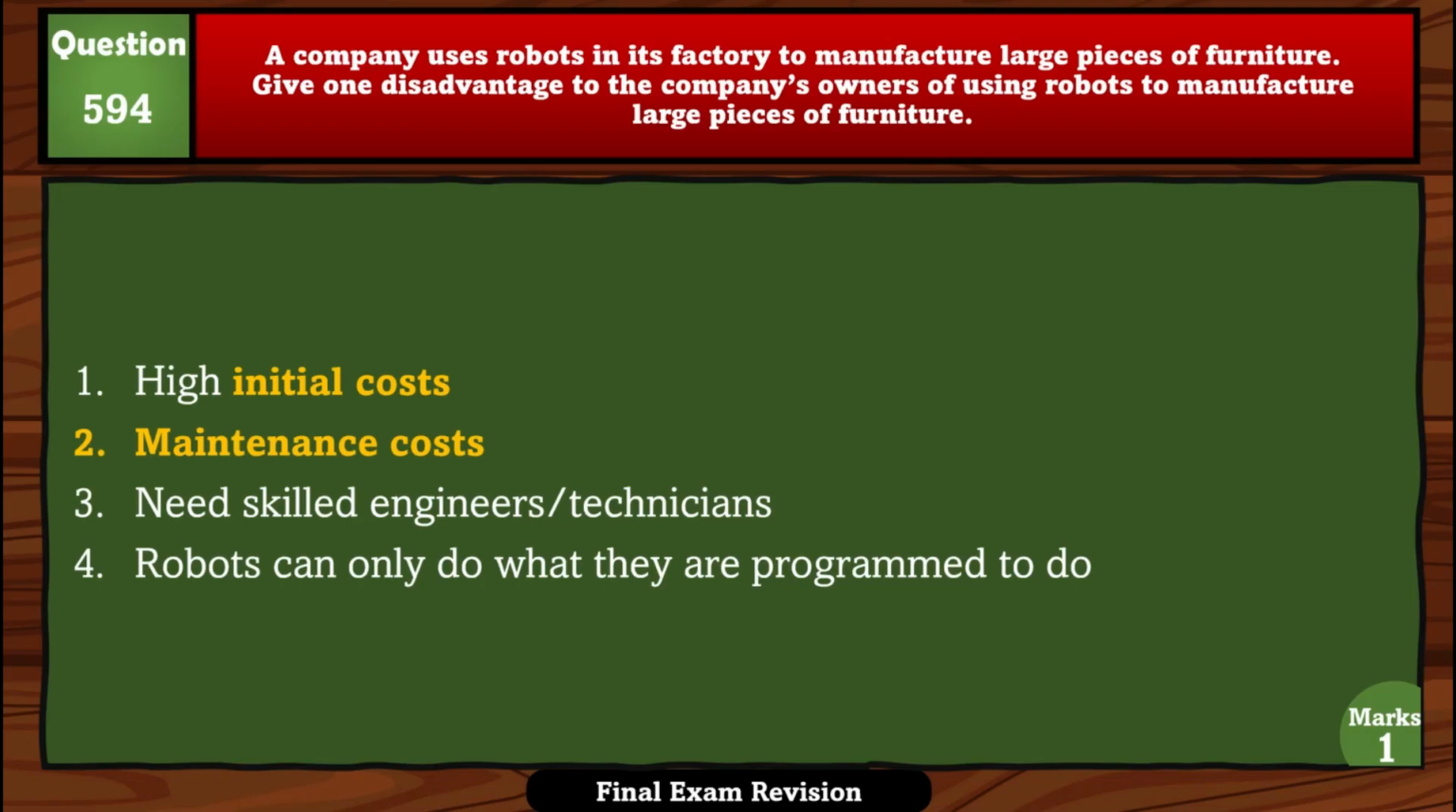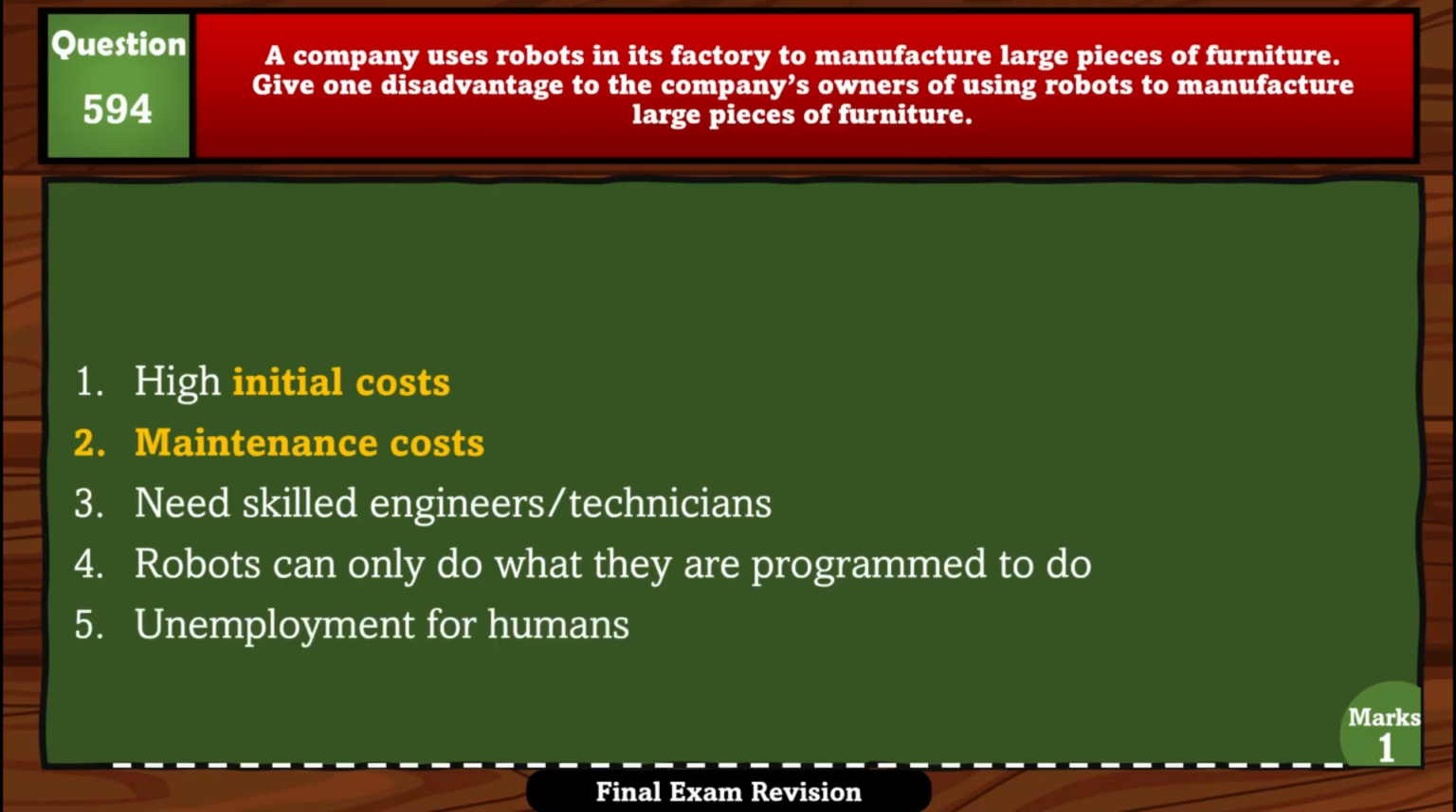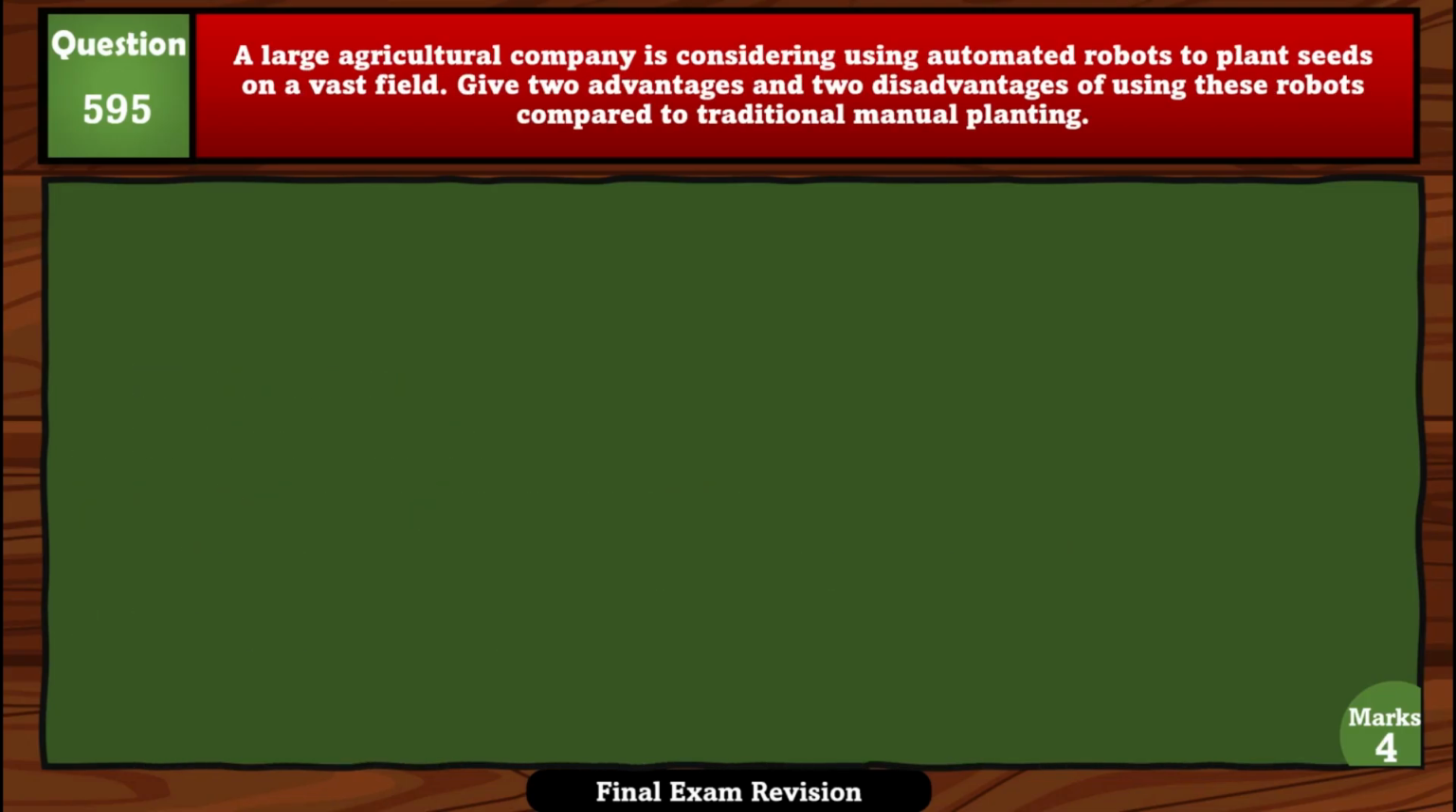Robots can only do what they are programmed to do. Unemployment of humans. Question 595. A large agriculture company is considering using automated robots to plant seeds on a vast field. Give two advantages and two disadvantages of using these robots compared to traditional manual planting.